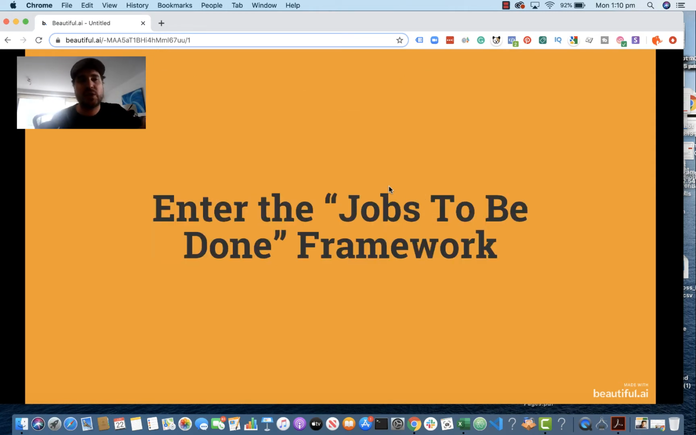So what we're going to do is go have a quick deep dive into the jobs to be done framework. We're not going to spend too much time in there, but we're just going to give you an overview on what it is.